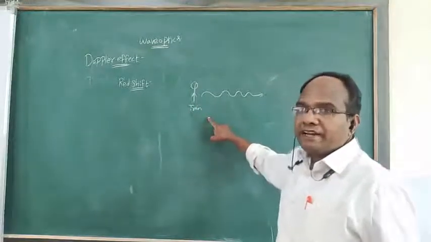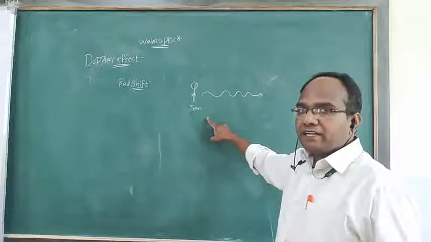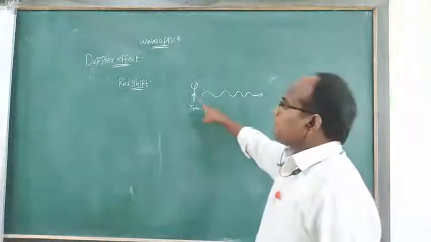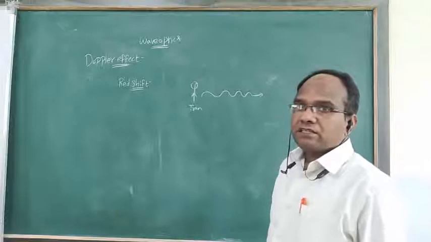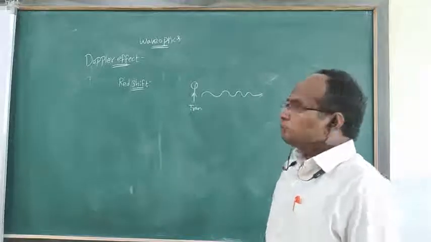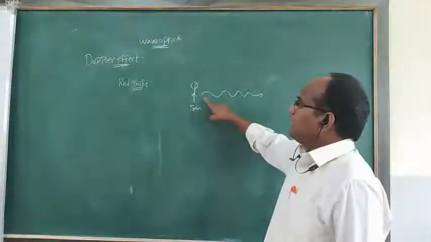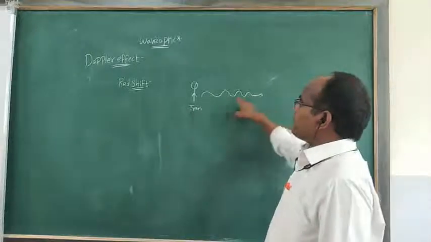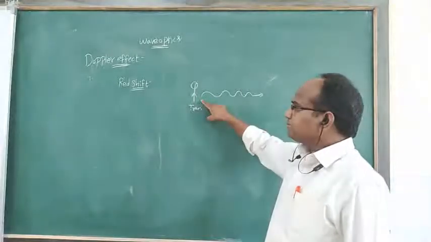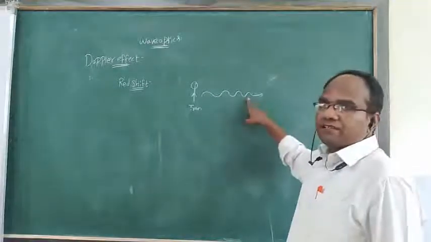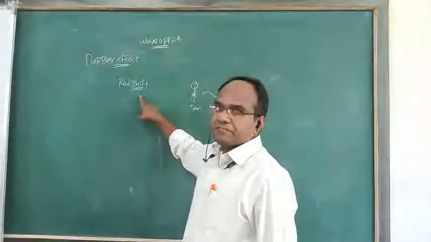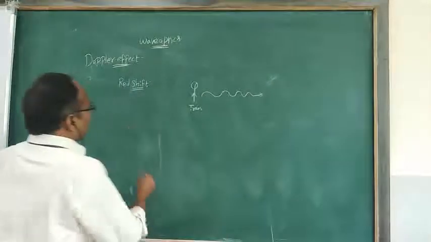What is the meaning of this? Train is there, person is there. So when the train starts moving from the platform, it is moving away from the platform. So what happens to the observer person? The sound will be less and the wavelength will be more. So that's why we say the source is moving away from the observer, there is a decrease in frequency or increase in wavelength, then it is called redshift. Okay. Next.